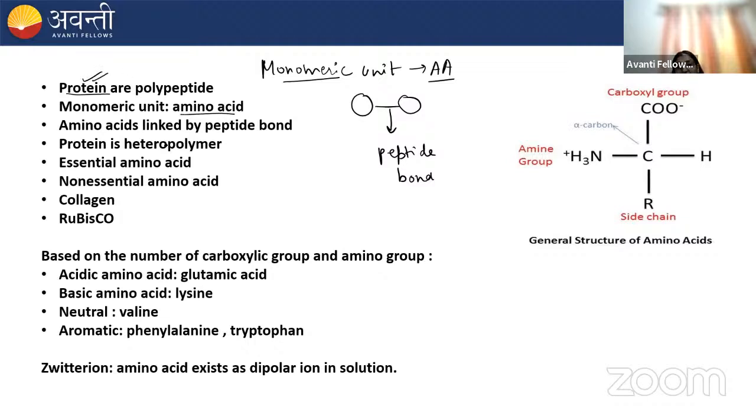Monomeric unit is amino acid. Protein is a heteropolymer. Remember this, students. Protein is a heteropolymer, not a homopolymer. There are some essential amino acids and non-essential amino acids as well. Essential amino acids are those which are not synthesized in our body. We have to take these amino acids from outside, like from food. And non-essential amino acids are those which can easily be synthesized in our body.